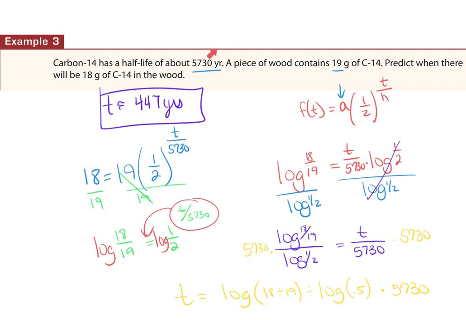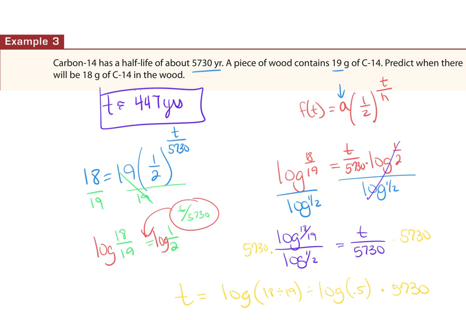So we have a half-life of 5730. This will always be your formula for half-life, okay? You will always have an initial amount times 1/2 to the time that it is cutting in half, whatever it is, the time that it is depreciating, over the half-life itself. And then just plug it in. 18 is what we want, 19 is what we started with, 5730 is the half-life.